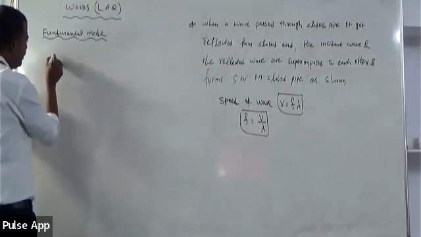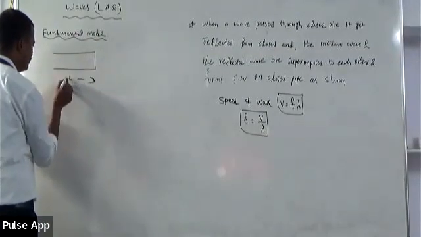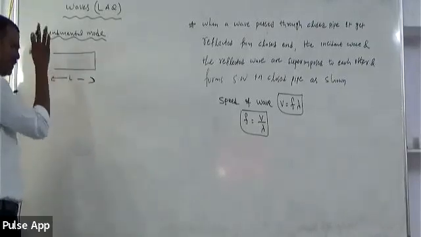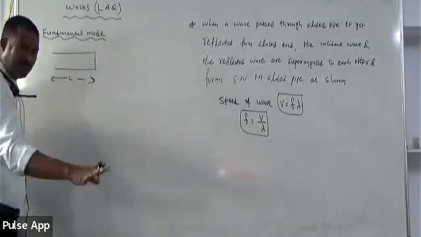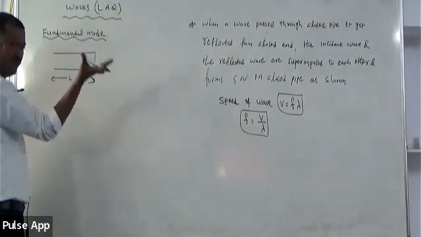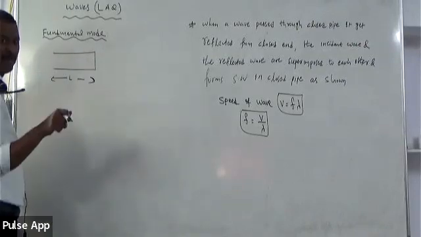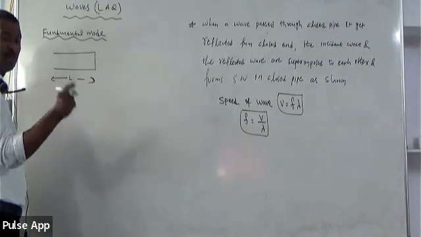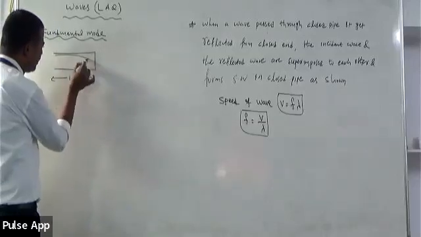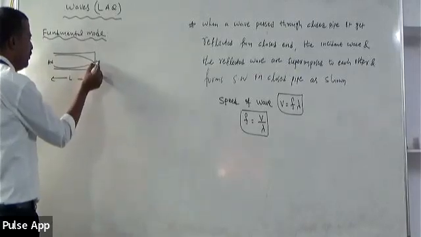Fundamental mode. See, this is a closed pipe of length L. We know very well that here a node must form and here an antinode will form. The minimum possible case is a node here and an antinode there, and the minimum separation between a node and an antinode is lambda by 4. Node to node is lambda by 2, antinode to antinode is lambda by 2, but node to antinode is lambda by 4, one quarter of a wavelength. So the first fundamental mode of vibration will form like this: here antinode, here node.